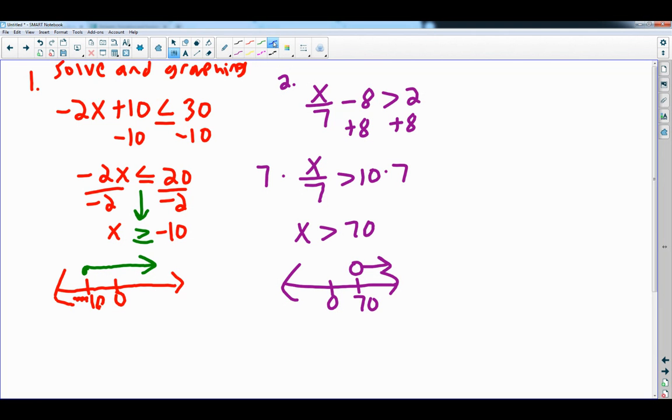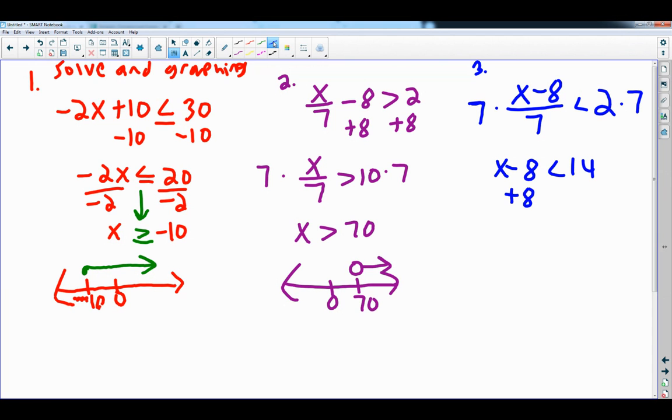Okay, and finally, number 3 is going to look very similar to number 2, except now I'm sticking the x minus 8 up top. So if x minus 8 over 7 is greater than, actually, you know what? I'm making it a little bit different. I'm making it less than 2. Okay, now we have to multiply both sides by 7, and this is number 3. Times 7, times 7, so we have x minus 8 is less than 14. And we're going to add 8 to both sides, and we'll get x is less than 22.